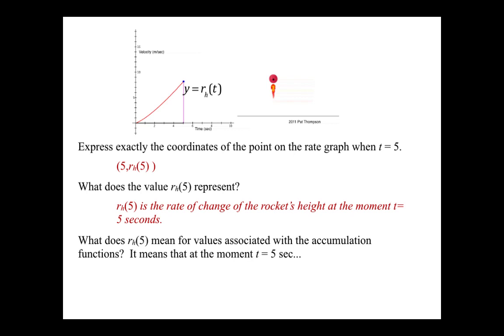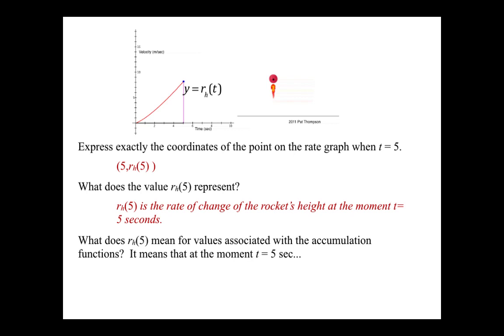But if I allow t to vary just a little bit away from 5, I'll see a change in the height of the basketball, and that height would change by an amount given by r sub h of 5 times that little amount of time that I allowed to pass. So it's the rate of change of the rocket's height at the moment t equals 5 seconds. And again, moment means a small increment of time, or a small variation in time. You have to allow some time to pass for a rate to accomplish anything. So it can be really, really small, but it can't be no time.